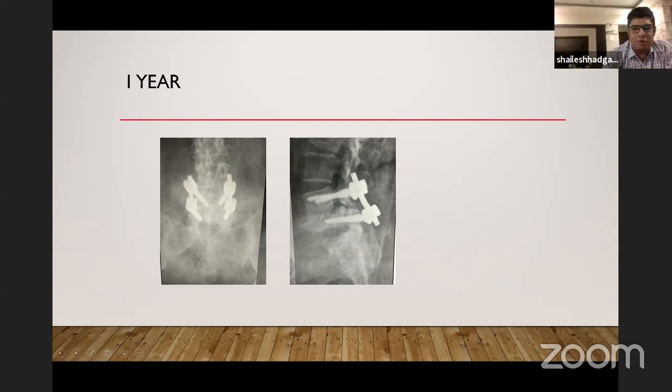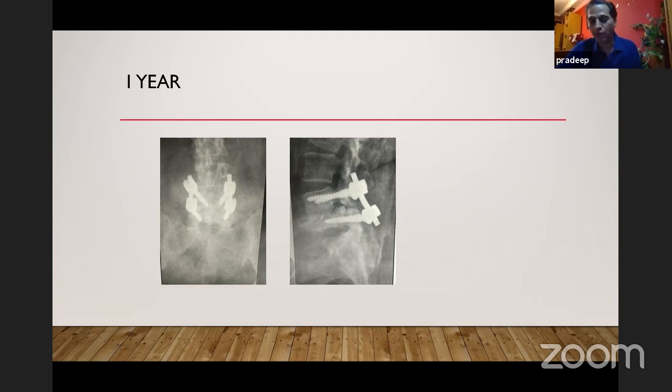Yes, Guru. Any quick comments? Basically, I would like to have an MRI. Yeah. So I have a strong suspicion of infection when you see a lytic kind of a body which is progressive. MRI was done, CT was done, no infection there. Only osteoporotic fracture.